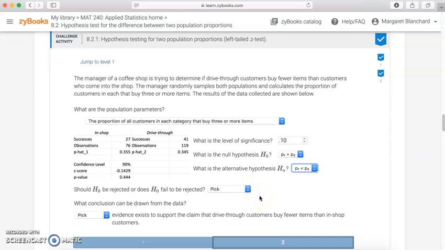Should H naught be rejected, or fail to be rejected? Well, right here we have a p-value of 0.44, which is quite a bit bigger than the level of significance. That would mean that we fail to reject H naught, and that would mean that we would typically say there's insufficient evidence to support the alternative. All right, so let's check our answer.